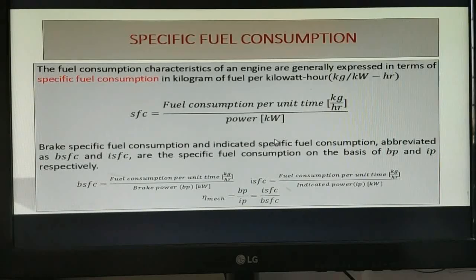Next parameter is the specific fuel consumption. It is also one of the important parameters because, as you know, fuel prices are very high and the engine should consume minimum fuel. So we have to find out how much fuel that engine is consuming. Based on that we'll find it per unit power, and that power we consider either as the brake power or the indicated power.